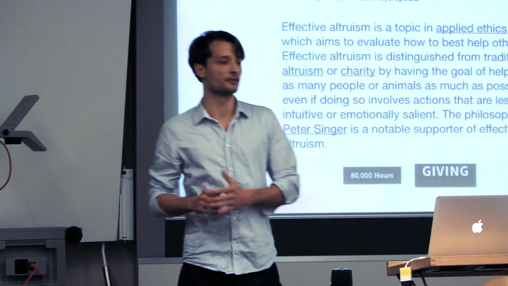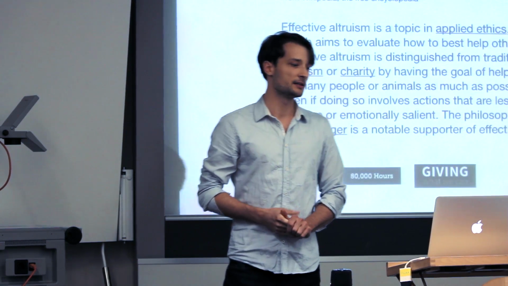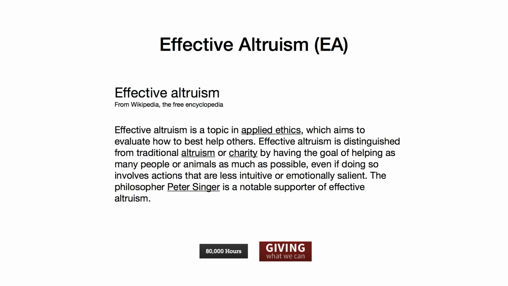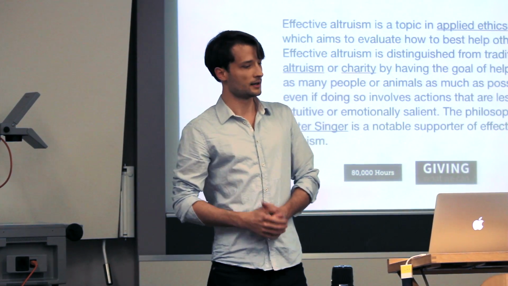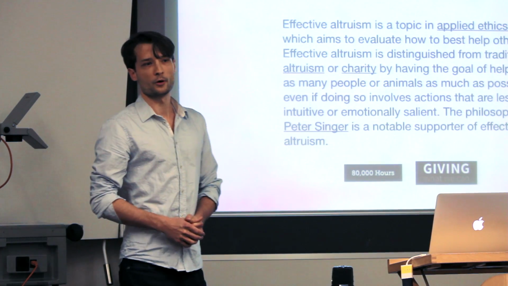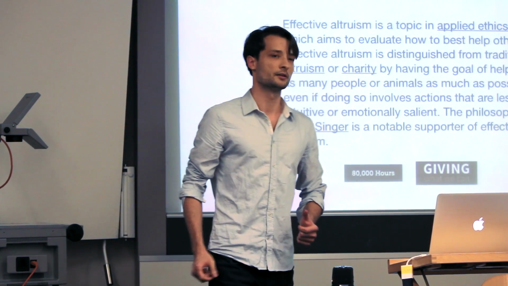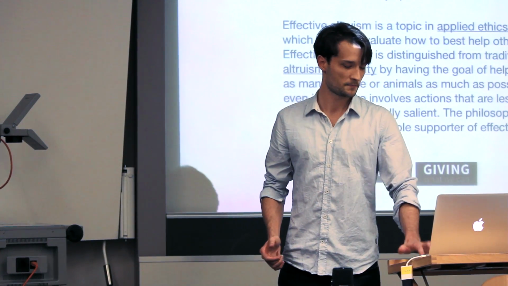So what is effective altruism, or short EA? Let's ask Wikipedia. Effective altruism is a topic in applied ethics which aims to evaluate how to best help others. Effective altruism is distinguished from traditional forms of altruism or charity by having the goal of helping as many people or animals as possible, even if doing so involves actions that are less intuitive or emotionally salient. The philosopher Peter Singer is a notable supporter of effective altruism. These two organizations, 80,000 Hours and Giving What We Can, are both closely associated with the effective altruism movement. We will come back later to these organizations.